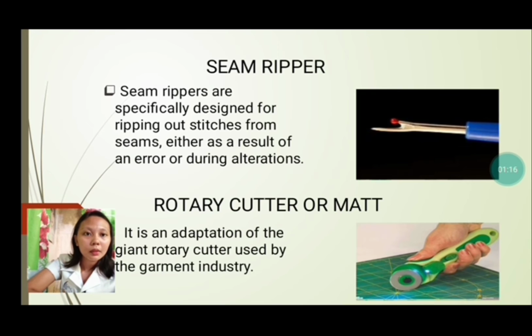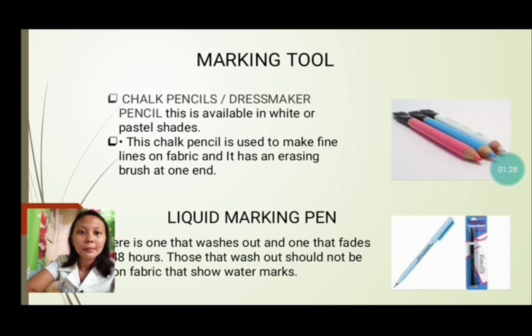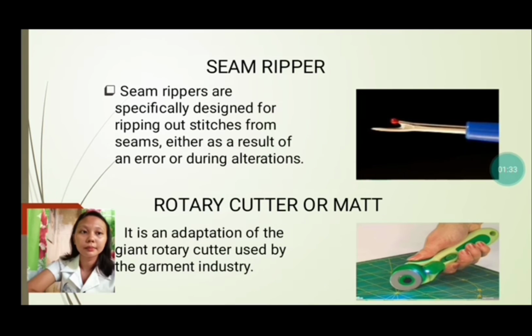So we have the rotary cutter and mat. It is an adaptation of the giant rotary cutter used by the garment industry. When using a rotary cutter, work on a cutting mat to protect the blade and cutting surface, just like the example image presented. Rotary cutters are available in different sizes with different blades.